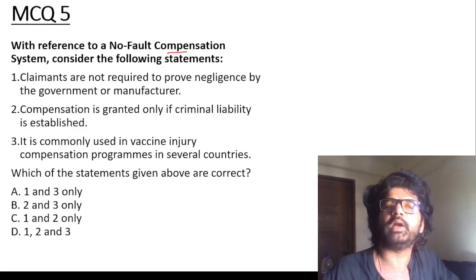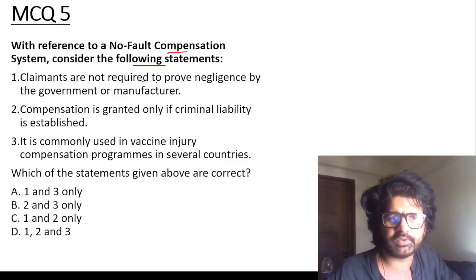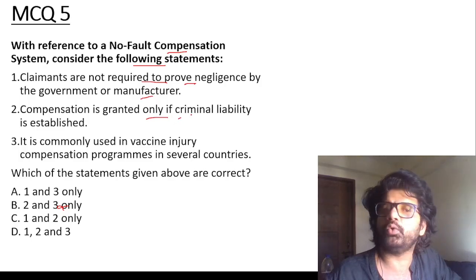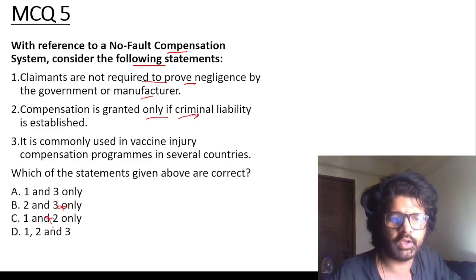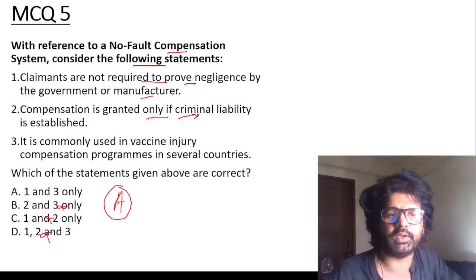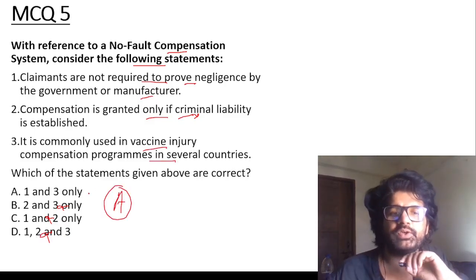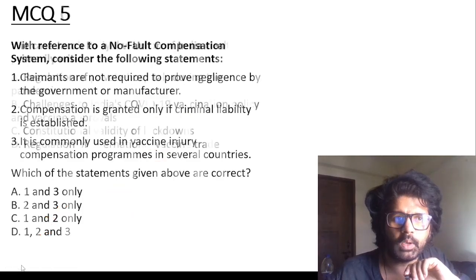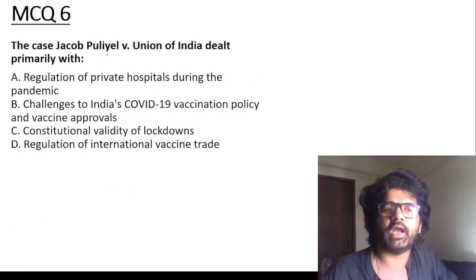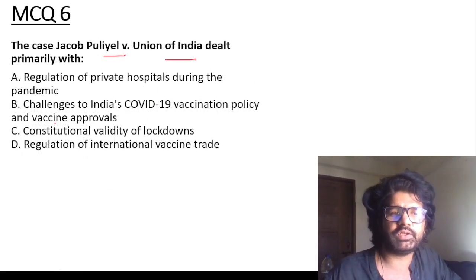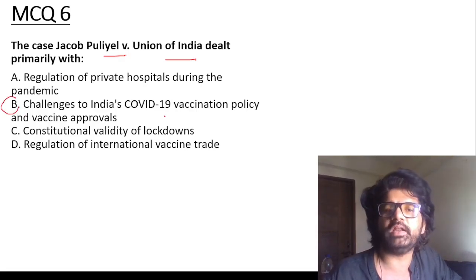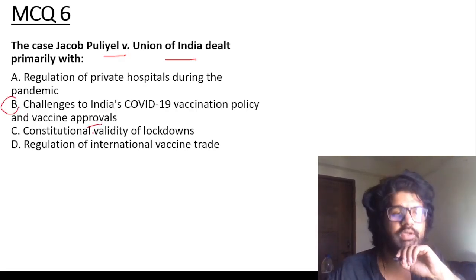With reference to the no-fault compensation system, consider the following statements. Claimants are not required to prove negligence by government. Yes, the first is correct. Compensation is granted only... No, it's in the fault system that liability you have to establish. So the second is wrong. If you eliminate the second, you will get the answer A, 1 and 3. Commonly used in vaccine injury compensation programs in several countries. The case Jacob Pulial versus Union of India dealt with challenges to India's COVID-19 vaccination policy and vaccine approvals.